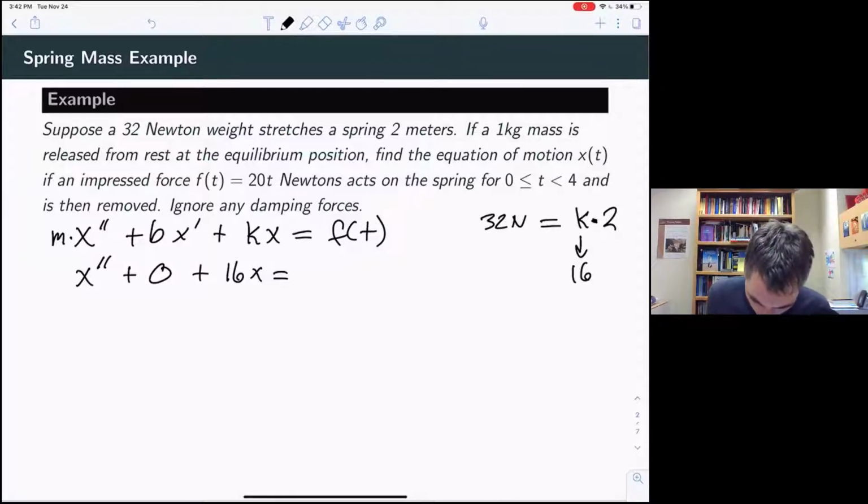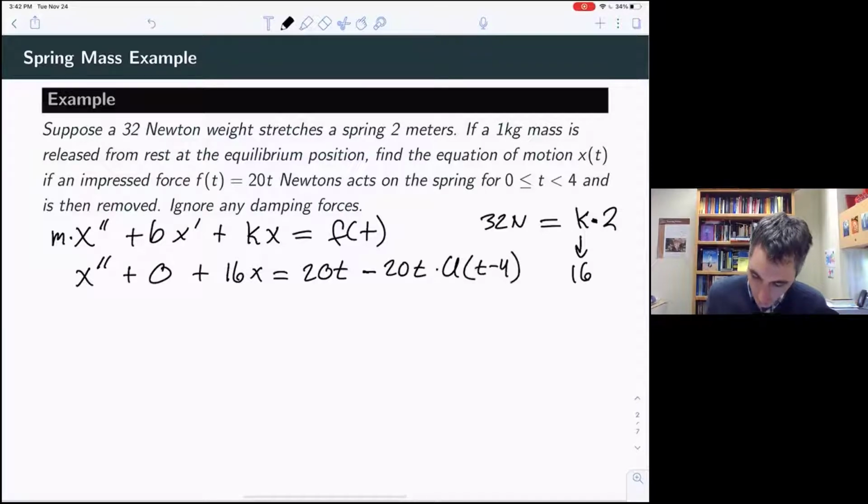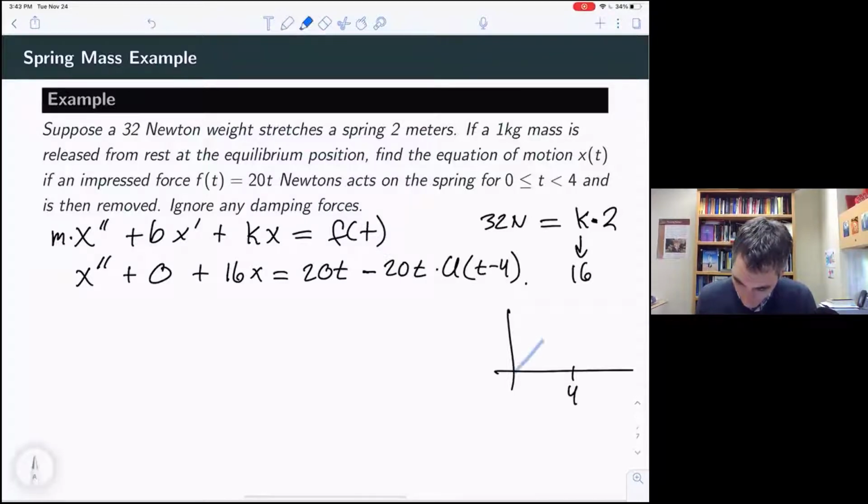So this is really 20 t. That's if it was just 20t forever, but we need to turn off that 20t. So the way to do that is actually to subtract 20t times the unit step function u t minus 4. And the effect of that is going to be, for the first 4 seconds, that motion is going to go up until eventually it will reach 20 times 4 is, I guess, 80 newtons of force. And then it's released and it'll go back down to 0.